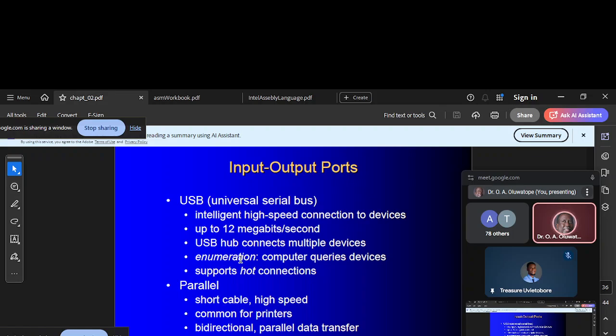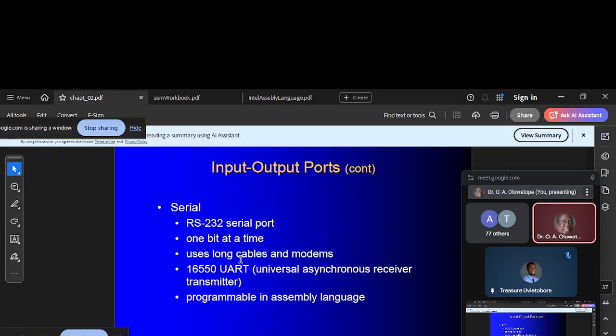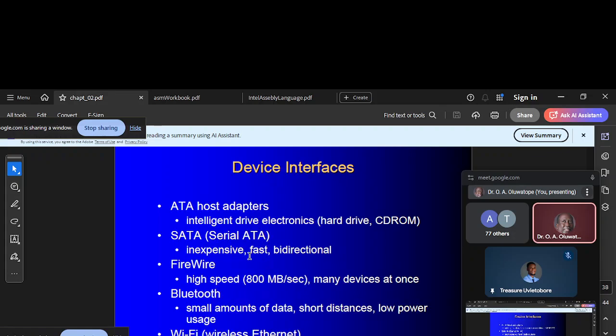Parallel ports seem to have been discontinued. In those days, they were used for printers. Serial too seems to have been upgraded to USB. You may not likely find this in computers these days. Device interface to connect devices for CD-ROM, other kinds of devices, Wi-Fi, Bluetooth.